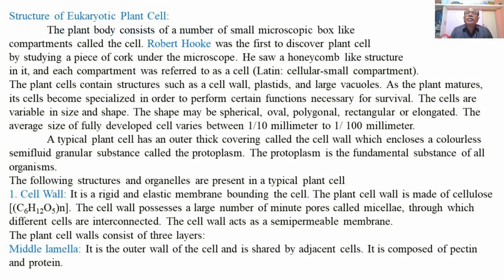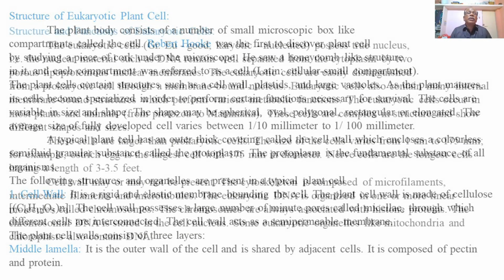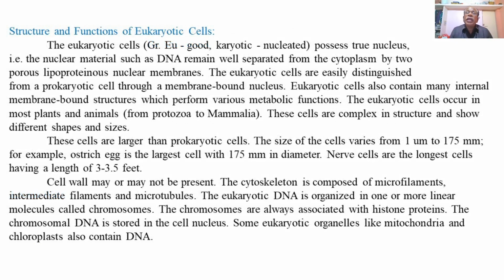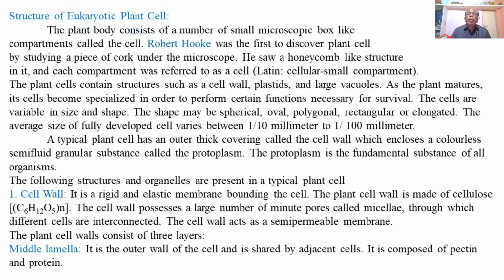Structure of eukaryotic plant cell. So, we have explained the structure and functions of the eukaryotic cell, and now we will explain the structure of the eukaryotic plant cell. In the case of prokaryotic cells, we explained the example of the prokaryotic cell, that is E. coli, Escherichia coli. So, in the structure of eukaryotic cells, we are going to explain the example of the plant cell first, and then we will explain the animal cell.